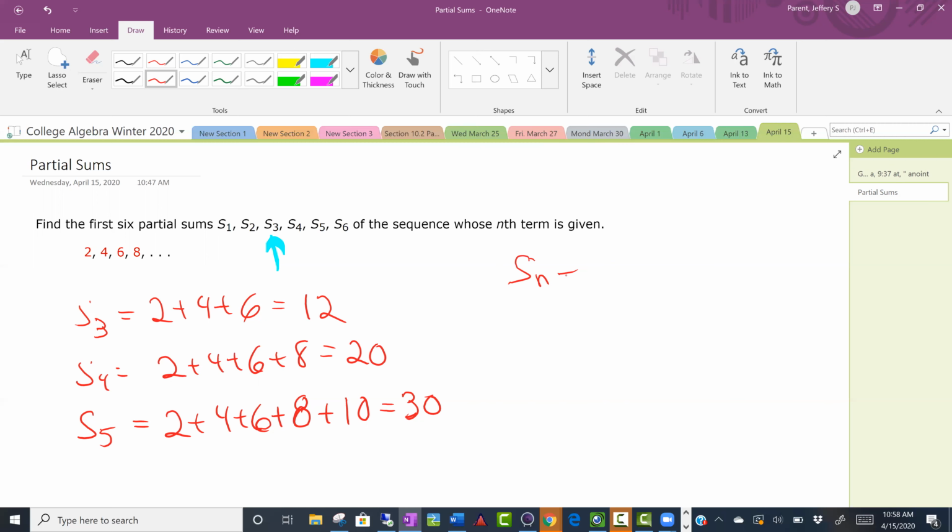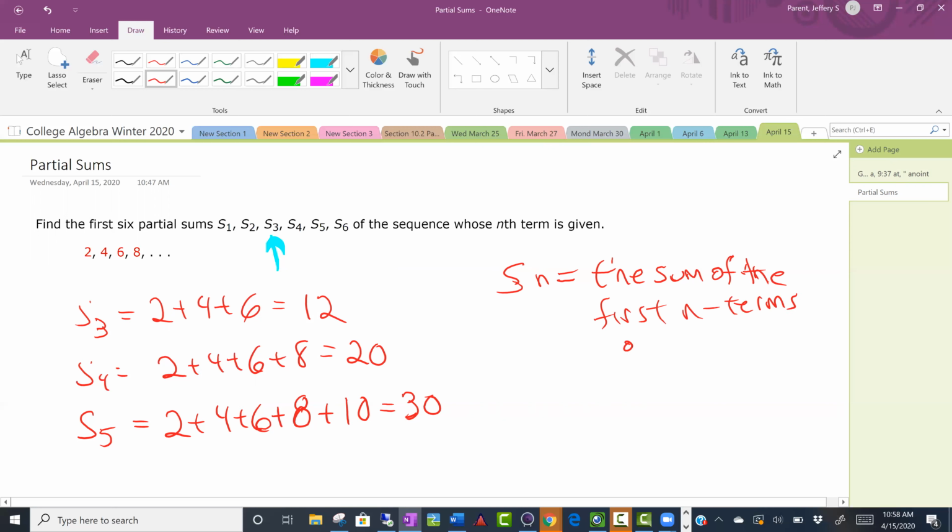This is what I don't like about this thing, it just doesn't write very well sometimes. S sub n, whatever. The sum of the first n terms of a sequence. Nice.